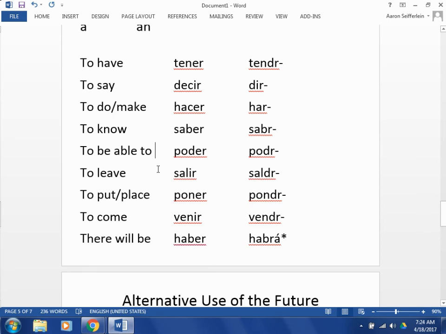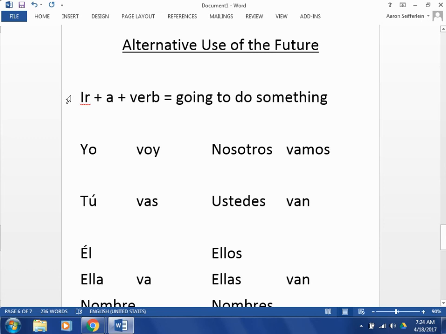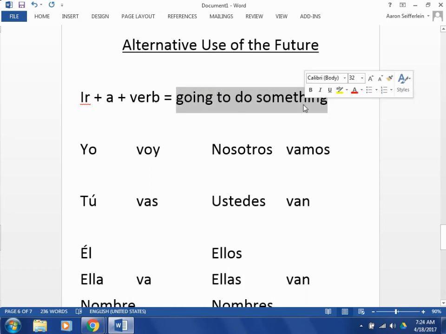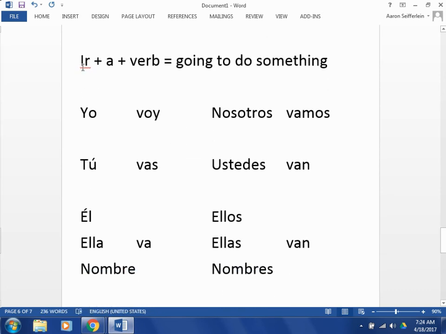This video will continue with a second way of using the future that we've already done, a bit of a review. This alternative use of the future is ir plus a plus verb. So again, if this is too much for you, just stop the video, practice the previous material. This means you're going to do something instead of will do something. And so for that, you have to know how to conjugate ir in the present tense. It doesn't mean the future until we link it with the other information. Voy, vas, va, vamos, van. You're going to see the connecting word a, and then you're going to put the other verb, something that someone is actually going to do.